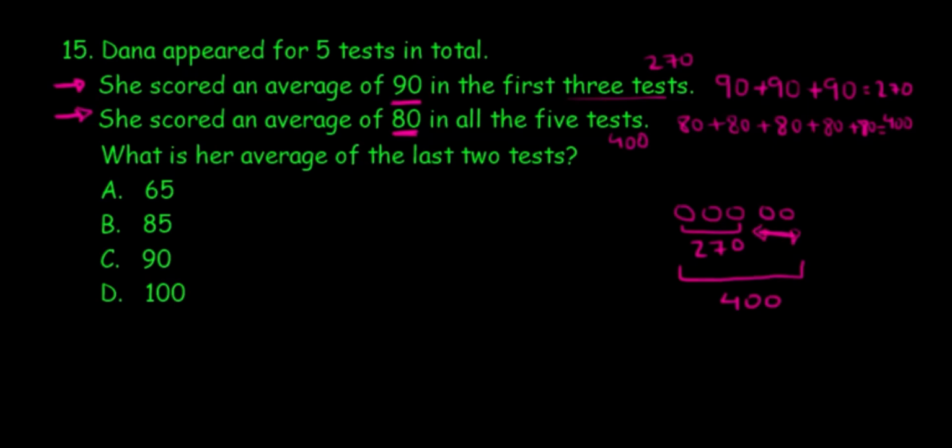So how much is this over here? Because that's what the question was. They're saying, what's her average in the last 2 tests? So we need this one over here. Can I say that 400 take away 270 would give me the sum of these 2? So 400 take away 270 is 130.